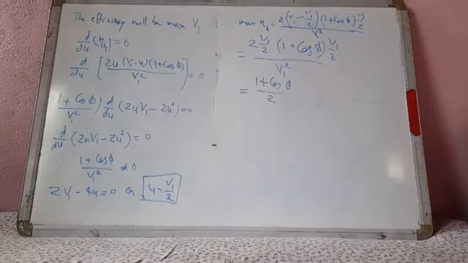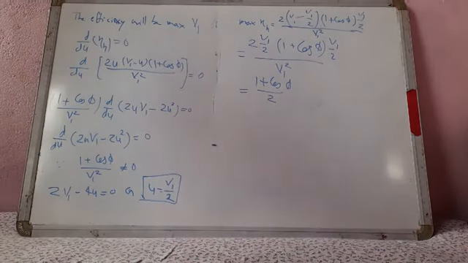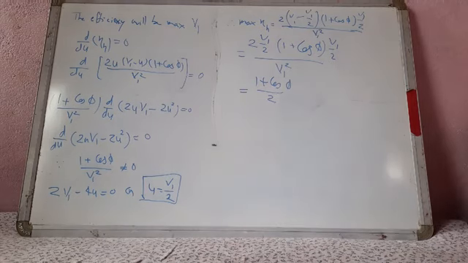So the important point is that the maximum efficiency will be obtained when u equal to V1 by 2, when the velocity of wheel is half the velocity of jet of water at the inlet. Now we will solve some numericals in the next classes. Thank you.